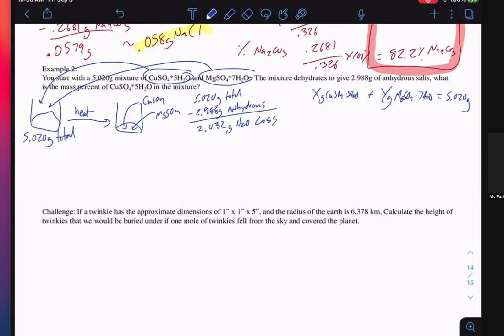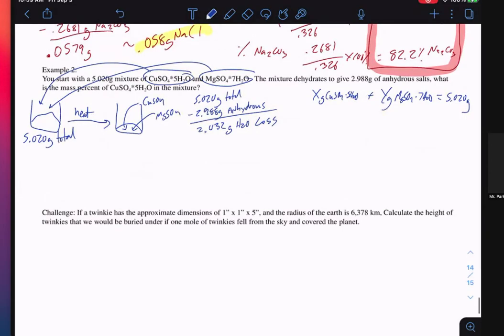Now, the other value that's going to be useful to us is the mass of the water that was lost. So, if we know what the total water loss is, 2.032 grams, we can apply X and Y terms to help us solve how much came from each hydrate. And we're going to do this using mole ratios and mass ratios.